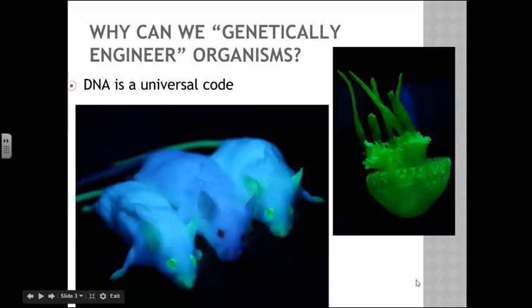It also means that really we can genetically engineer organisms, and we can do that because DNA is a universal code. So we can take genes from this jellyfish, which is green, and put them into mice, which are an entirely different species, and still have them be expressed. And you can see that there in their green eyes.